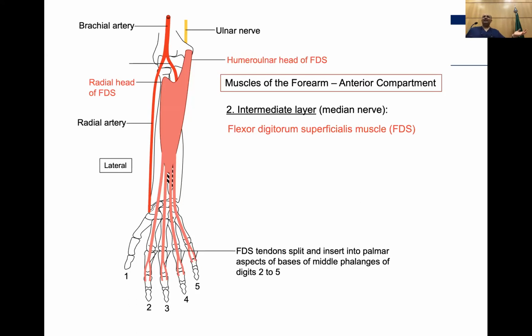What was the superficial layer of muscles? Pronator teres, flexor carpi radialis, palmaris longus, flexor carpi ulnaris. First layer. Second layer, flexor digitorum superficialis, going to digits. Bringing what? It crosses the joint, flexion at the wrist, flexion at my digits. What level? We'll be talking about that.